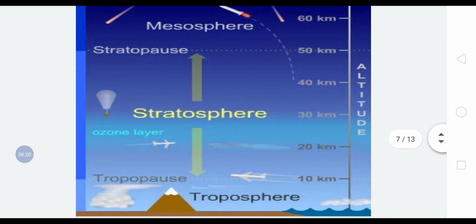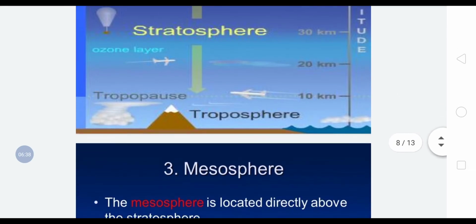Here it is, you can see the ozone layer in the stratosphere. And अगर ये ओजोन लेयर ना हो तो हमारे पास जो सन की रेज है वो डायरेक्ट आएंगी, and it can cause skin cancer and different kinds of allergies also. Now let us move ahead.